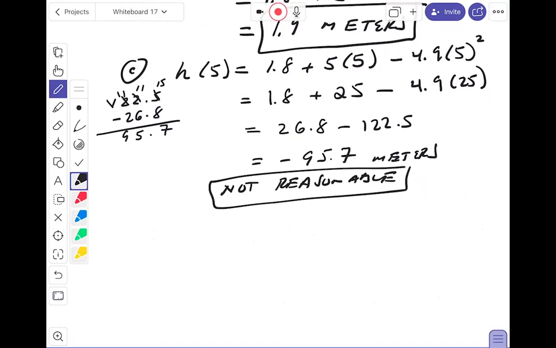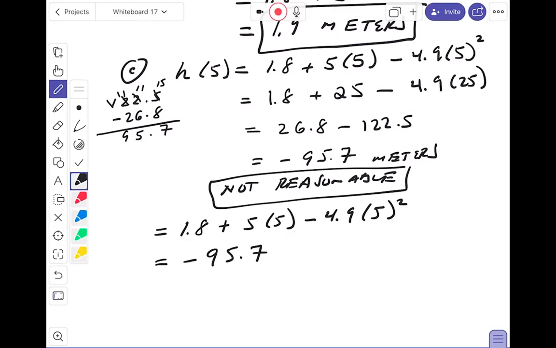Okay, I'm going to talk about using a calculator to do this. So on a calculator, this is 1.8 plus 5 times 5 minus 4.9 times 5 squared. I'm going to get my calculator out, and I'm going to do it right now. So I'm actually touching a physical calculator. 1.8 plus, hit the plus sign, 5 times 5 minus 4.9 times 5 squared. And what does it give me? On a calculator, it gives me minus 95.7. All right. Someone says calculator is so much faster than handwritten. It is. There's no doubt about it. For the most part, it is.